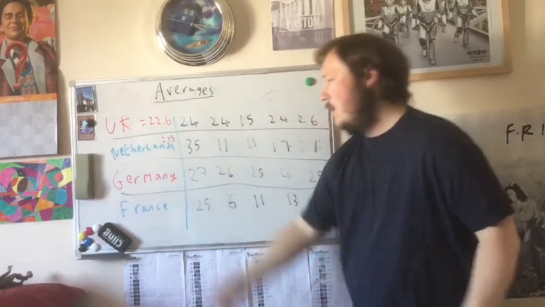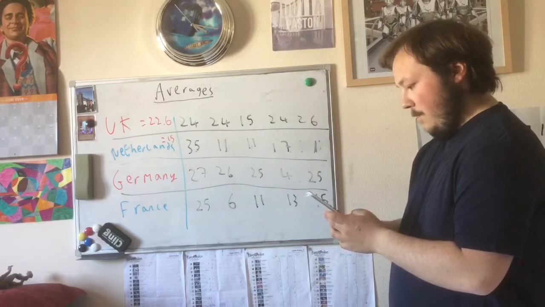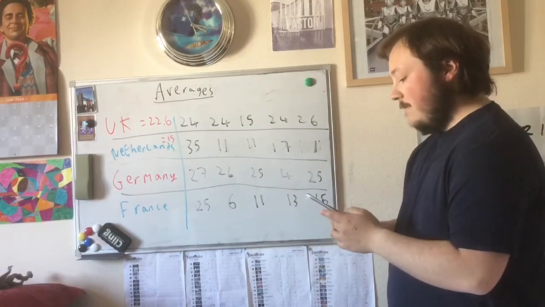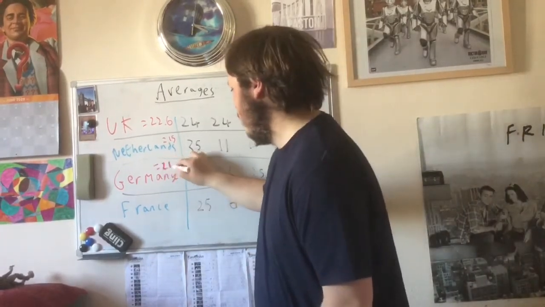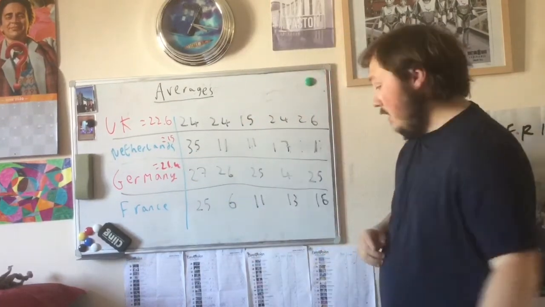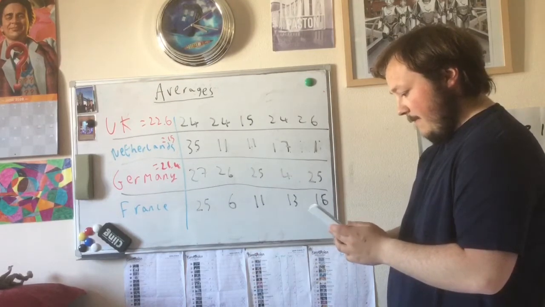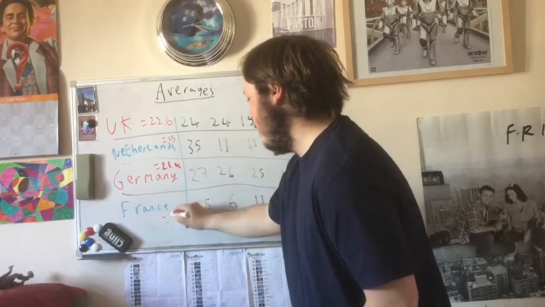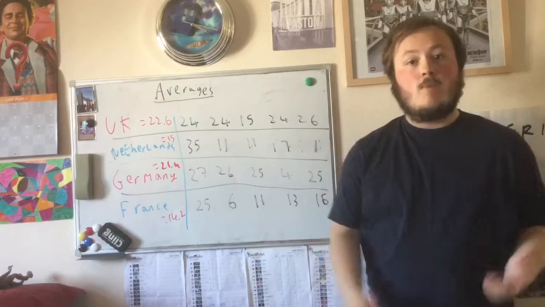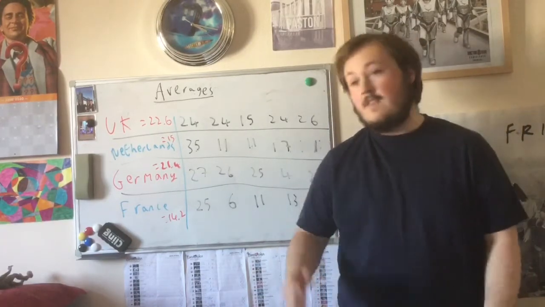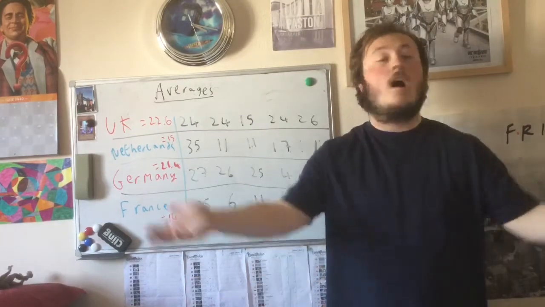15. So Germany, 27 plus 26 plus 25 plus 4 plus 25 gets us 107. Divide by 5 gets you 21.4. And finally France, we do 25 plus 6 plus 11 plus 13 plus 16, divide that by 5, and we get 14.2. So, if someone was to ask me which country is the most likely to do well at Eurovision out of these four, France is the one that we'd say, because the mean is the highest.